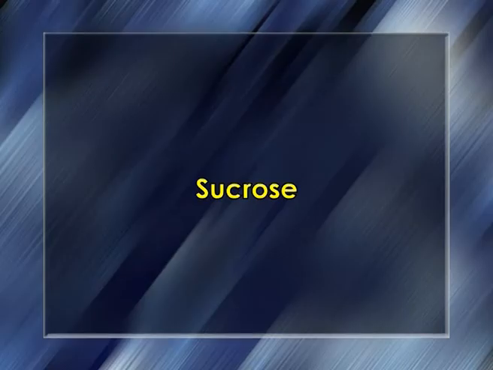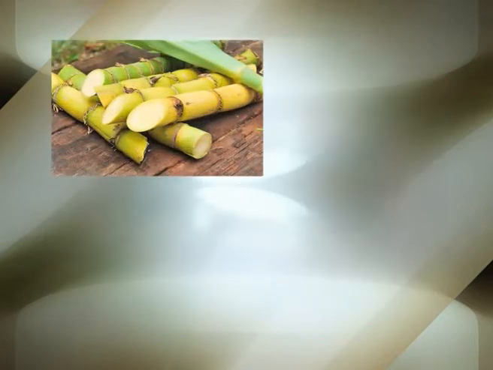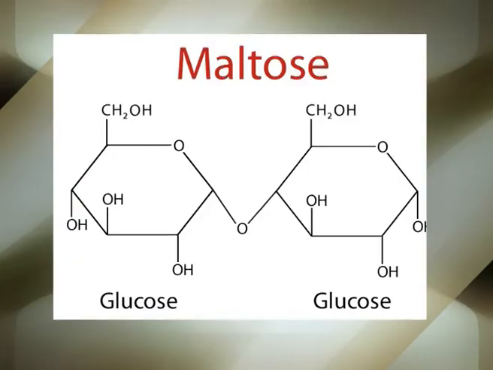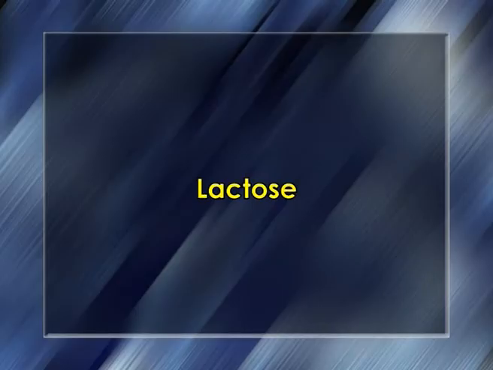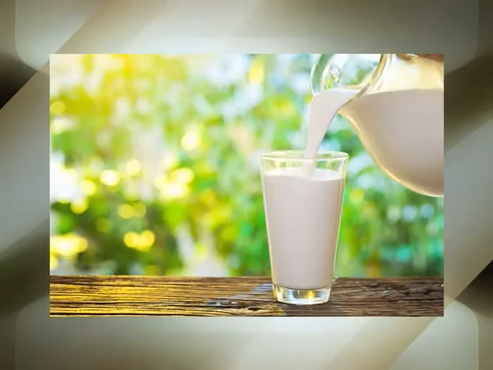First, sucrose. Sucrose is formed by the condensation of 1 molecule of glucose and 1 molecule of fructose. Sucrose occurs in sugarcane and beetroot. Second, maltose. Maltose is also formed by the condensation of 2 glucose molecules. Maltose is mainly present in malt. It's formed in the cereal grains during the germination by the hydrolysis of starch. Third, lactose. Lactose is formed by condensation of 1 molecule of glucose and 1 molecule of galactose. It is a type of sugar present in milk of all mammals.